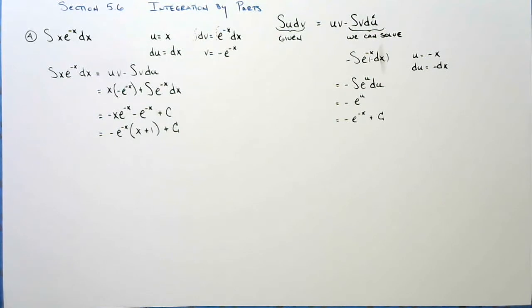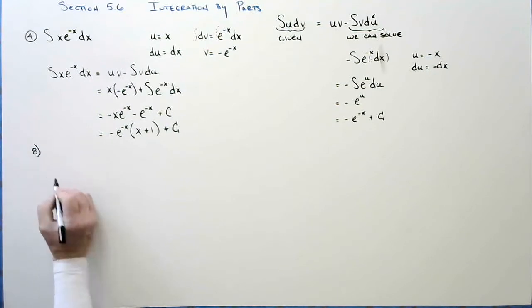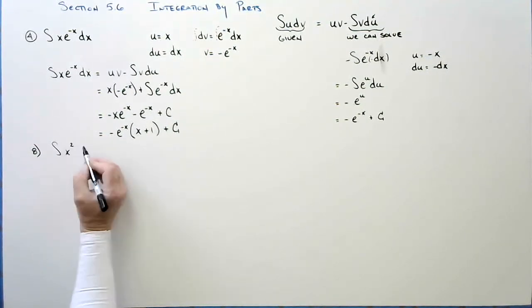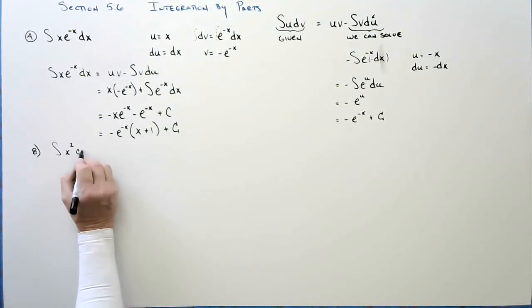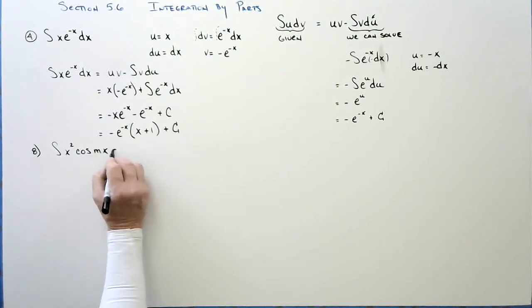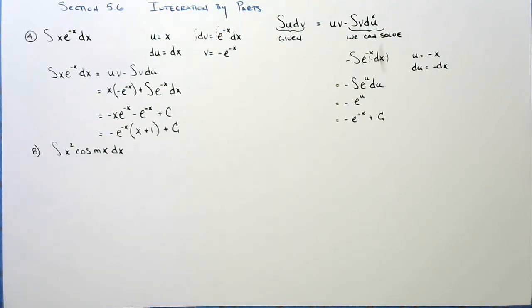Now we'll skip down and we'll do number 8. Number 8 is the integral of x squared cosine of mx dx. Again, our game here is to do integration by parts because the instructions just say evaluate the integral, but we know we're in the integration by parts section, so we're going to try that first. Besides, we don't have much else at our disposal other than integration by parts.